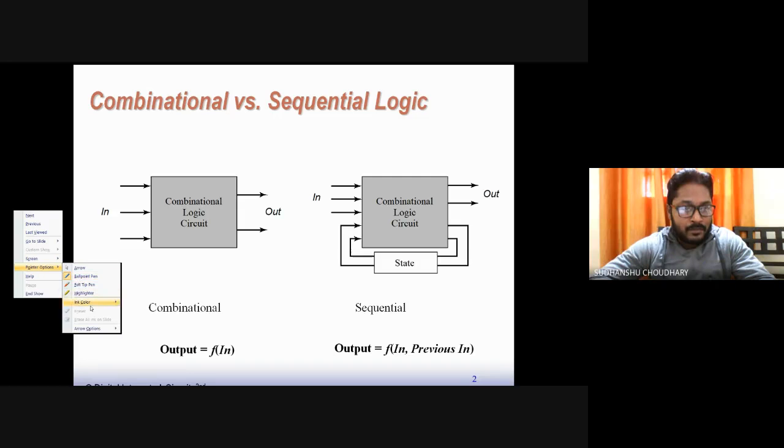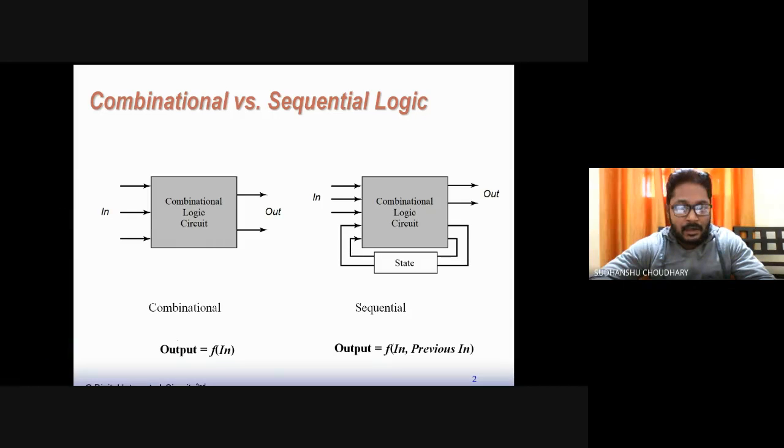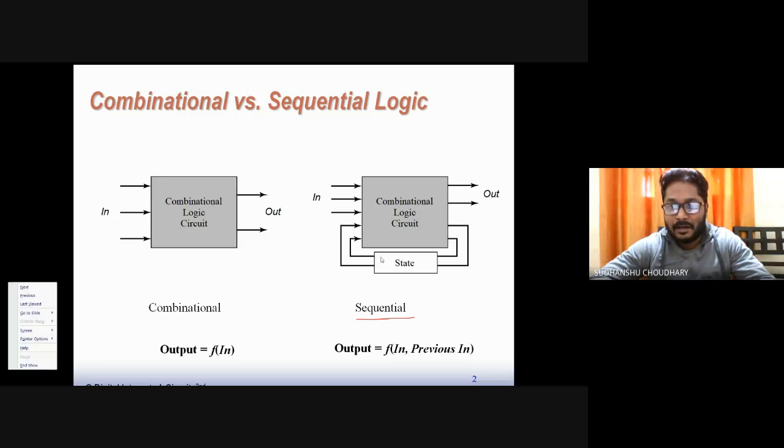However, in the sequential logic circuits, you will find that output depends on present inputs and also the previous inputs. So you will see that there is some sort of feedback coming from the output to the input again, right? So these are sequential circuits where the output of the circuit is a function of both present inputs and the previous inputs.